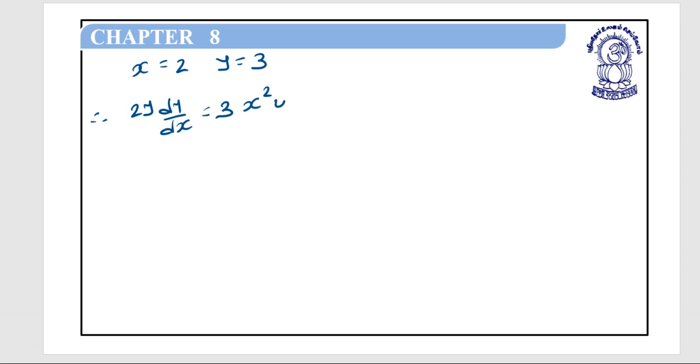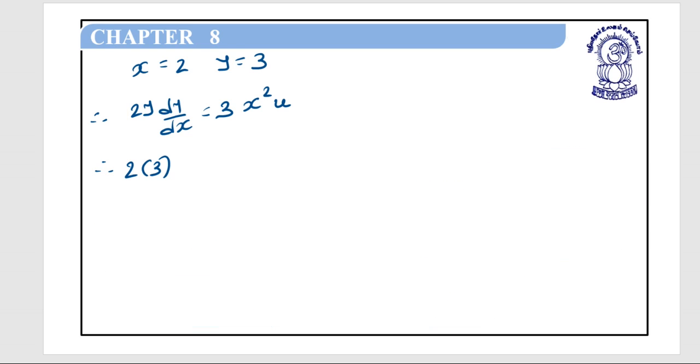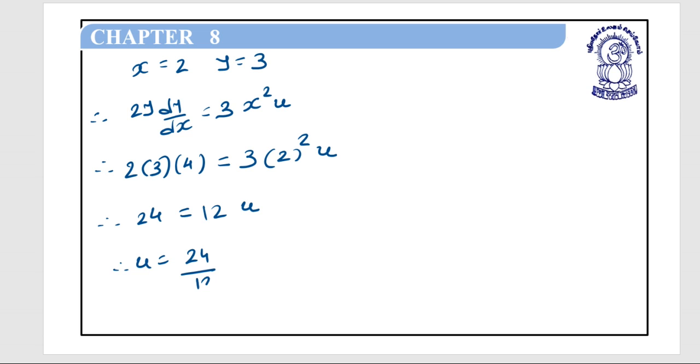3x² u. So 2 into 3, dy by dx is 4, is given. Put the value of dy by dx: 3x² into 2² into u. 4 3s are 12, 2s are 24. 3 into 2 into 2 is 12u. So u is equal to 24 by 12. 12 2s are 24. So u is equal to 2.